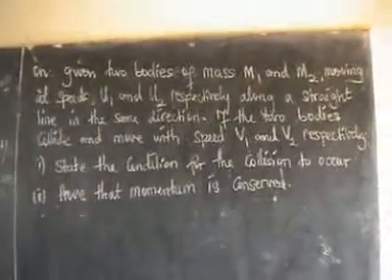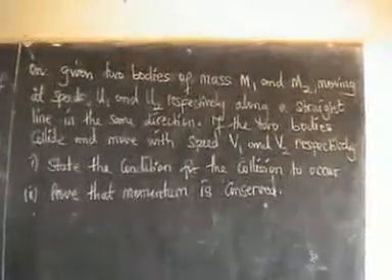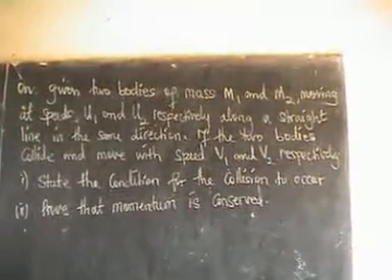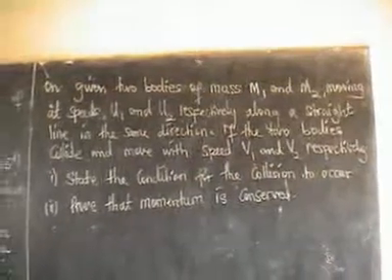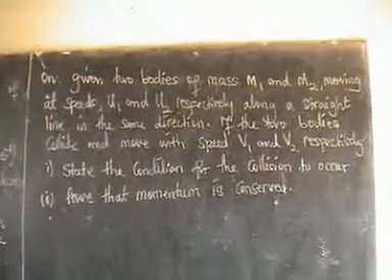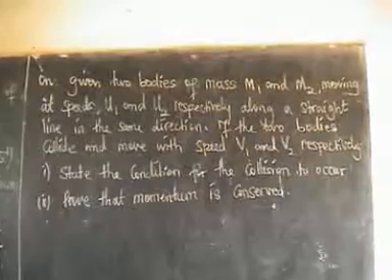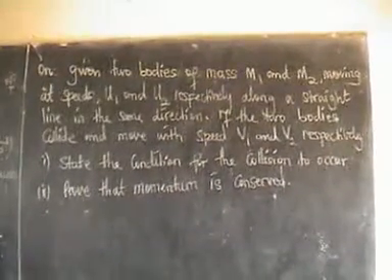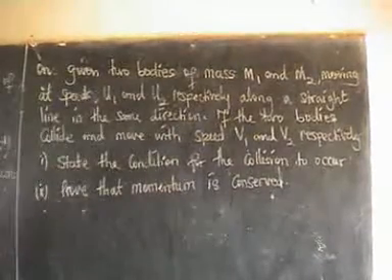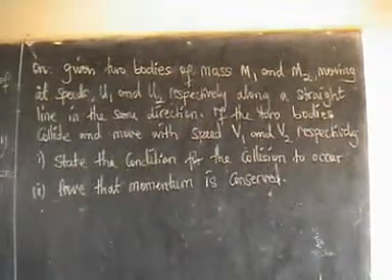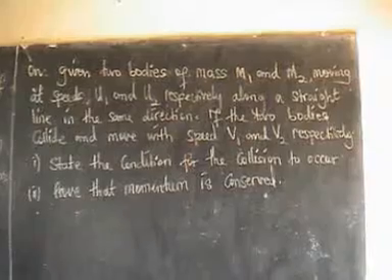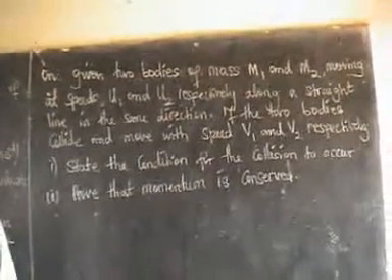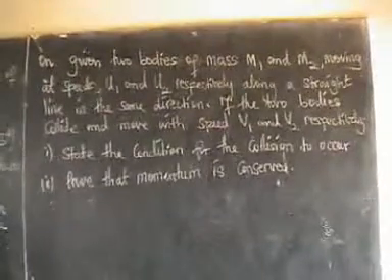So given two bodies of mass m1 and m2 moving at speed u1 and u2 respectively along a straight line in the same direction, if the two bodies collide and move with speed v1 and v2 respectively after collision, Roman 1, state the condition for the collision to occur. Roman 2, prove that momentum is conserved.